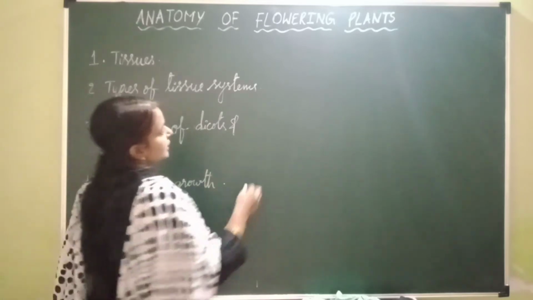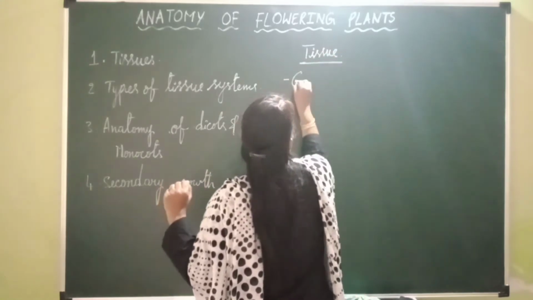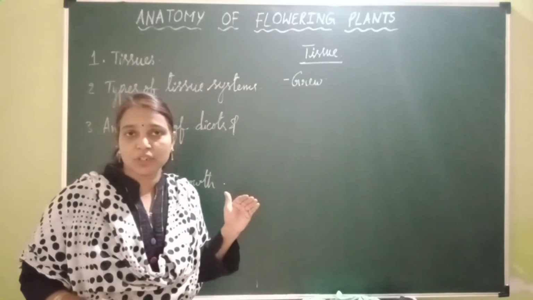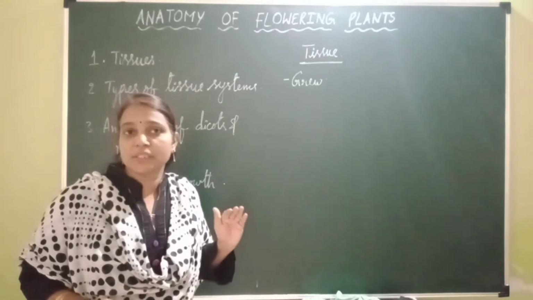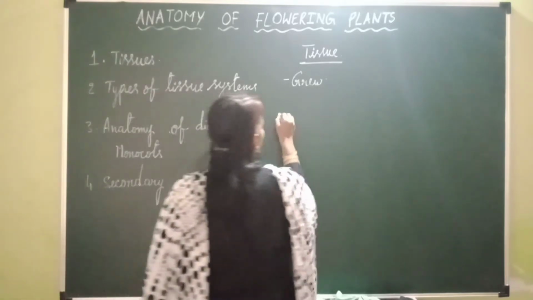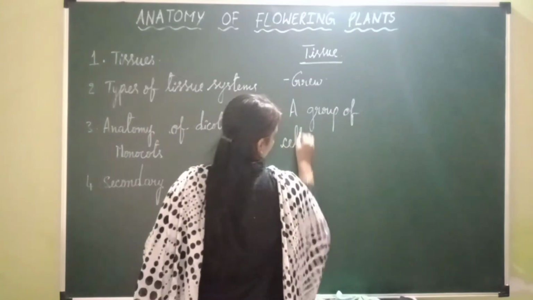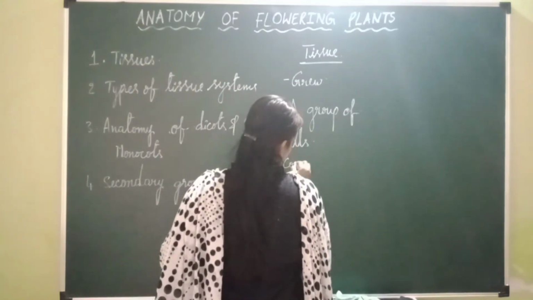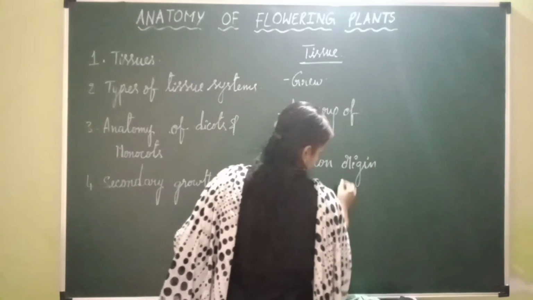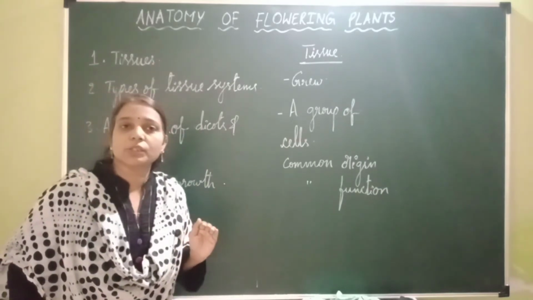Okay, so tissue. The term tissue is given by a group of scientists. Tissue is a group of cells of common origin and common function. Common origin means they originated from a common point, a common cell. And all these cells are involved in performing the same function. So a group of cells with common origin and function is called tissue.